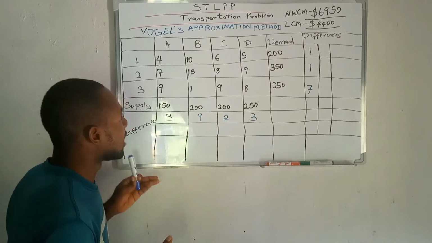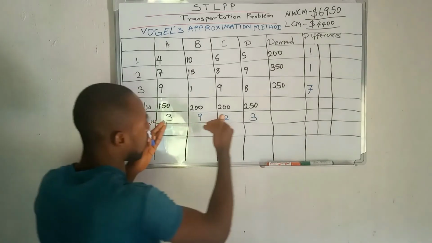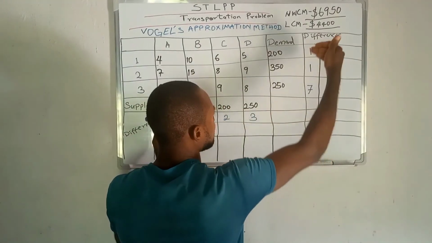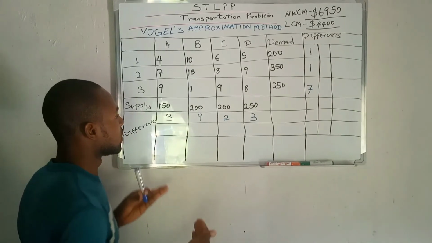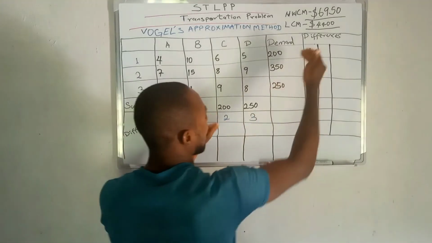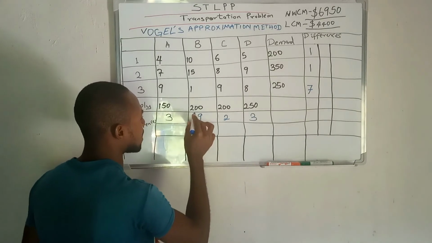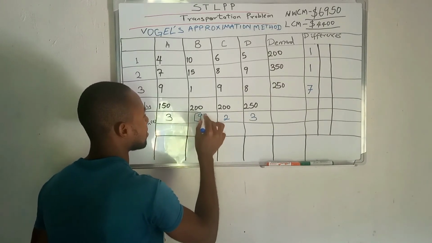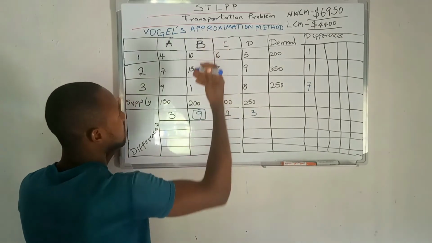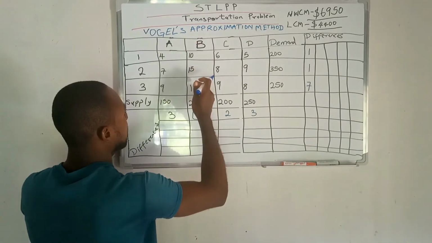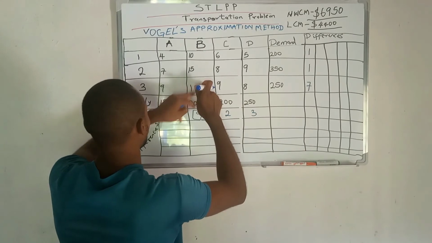After getting the differences, the Vogel approximation method says go through all the differences, both the ones you got through the columns and the ones you got through the rows, and check for the biggest number. So we have 3, 9, 2, 3 here, and 1, 1, 7 here. The biggest figure here is 9, under a column. Then we check the smallest cost in this column, which is 1. So we supply through that route first.